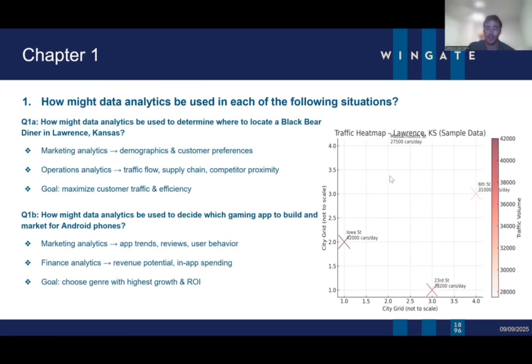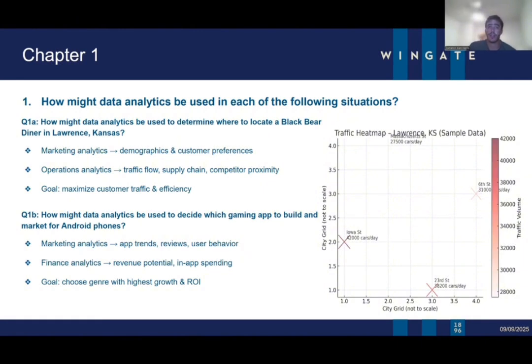If you look at this graph here, it shows the population density and traffic overlap on this heat map. And basically, it points out areas that would give the diner the best chance to succeed. The whole idea here is to attract as many customers as possible while keeping operations smooth.